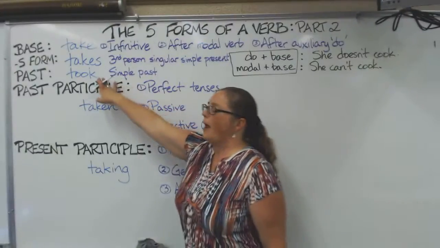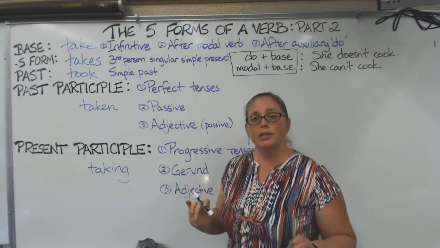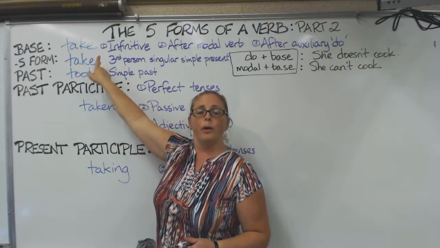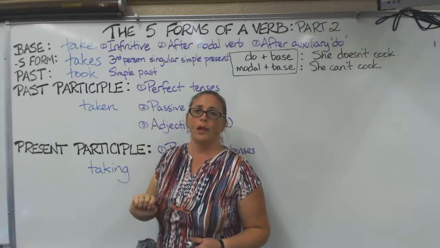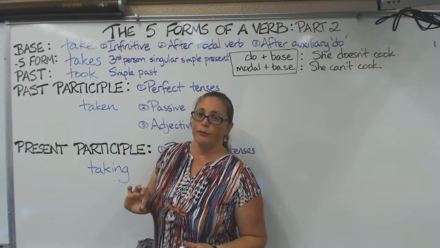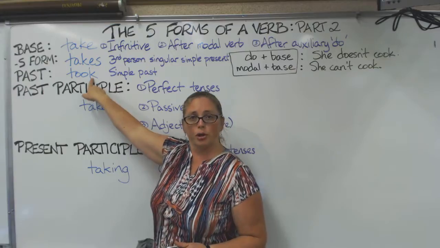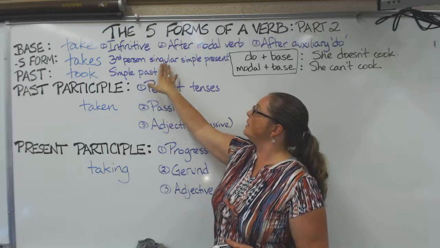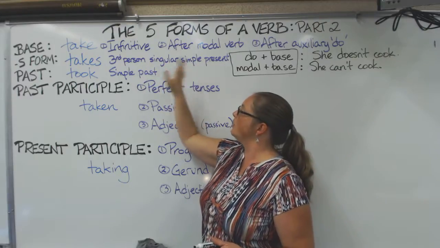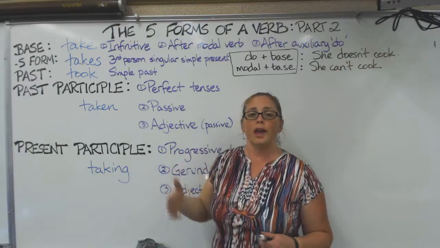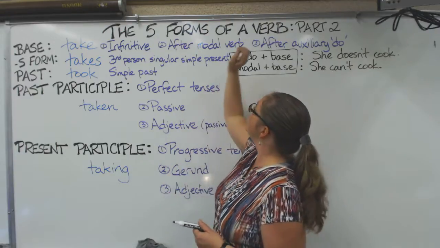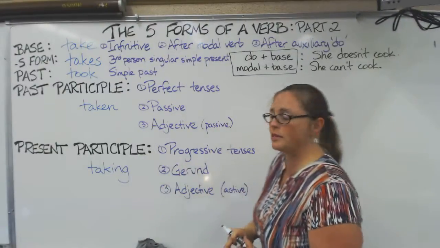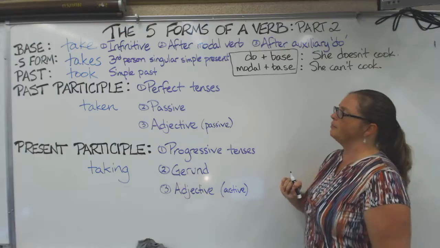The S form and the past form do not use auxiliary verbs. You do not use an auxiliary verb with the form takes. You do not use an auxiliary verb with the form took. If you want to use these tenses in the simple present or the simple past for negatives or questions, you use the do verb. You do not use these forms. Do verb plus the base.